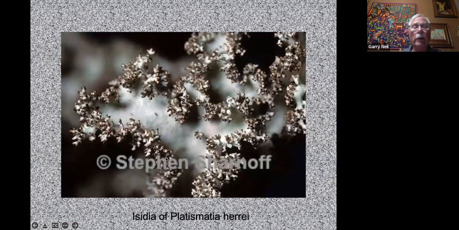All right, then here's another example of isidia. These are very dramatic on this particular Platysmatia, which is not found in our area. It's found mainly in more moist areas, riparian areas, more in the deep forested areas of the Northwest. And here you see all these little finger projections. Again, inside of them are the isidiospores, which again is going to be the algae and the fungus. And if they're released, they have the possibility of actually forming a new lichen asexually.